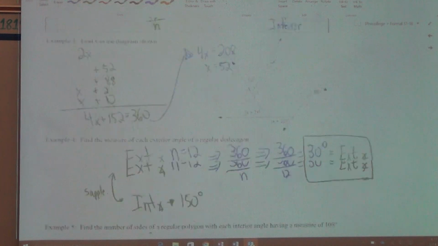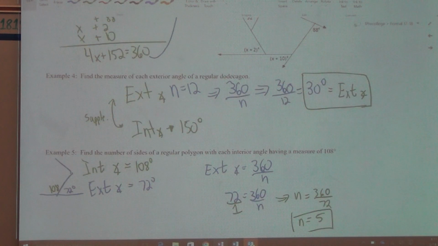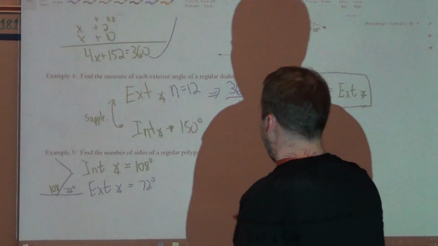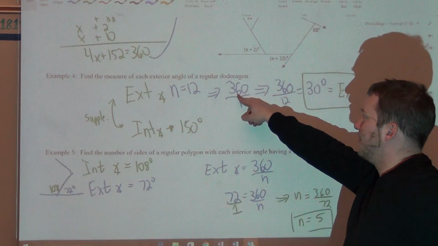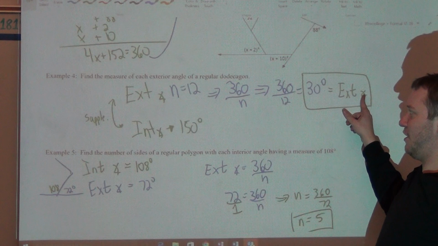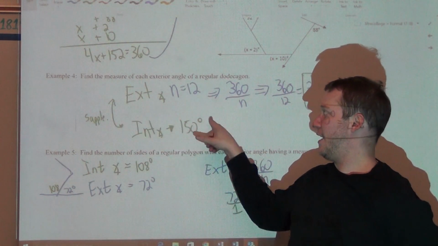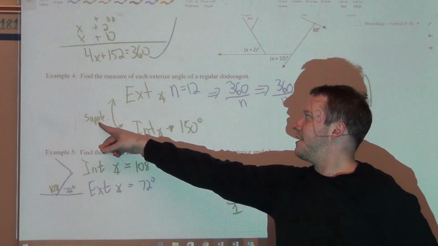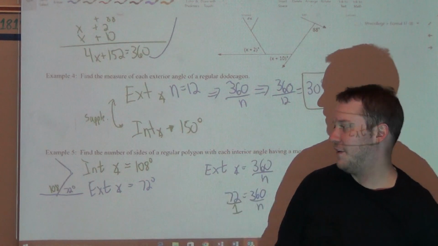For example 4, we're looking at n equal to 12, so we'll do 360 over n, 360 over 12, which is 30. 30 would be the exterior angle. We need the interior. We can calculate it very simply because the supplement of 30 is 150 degrees.